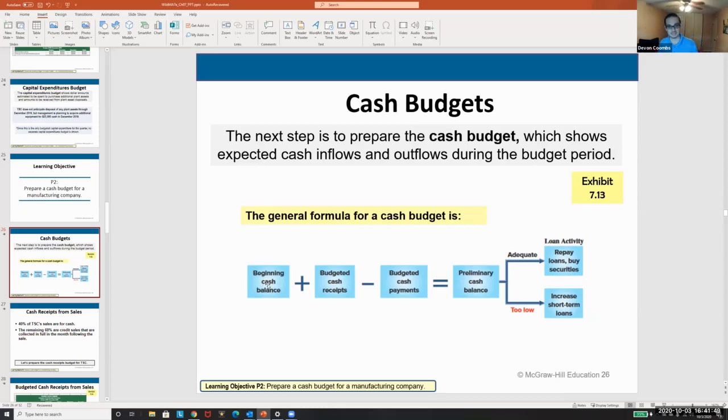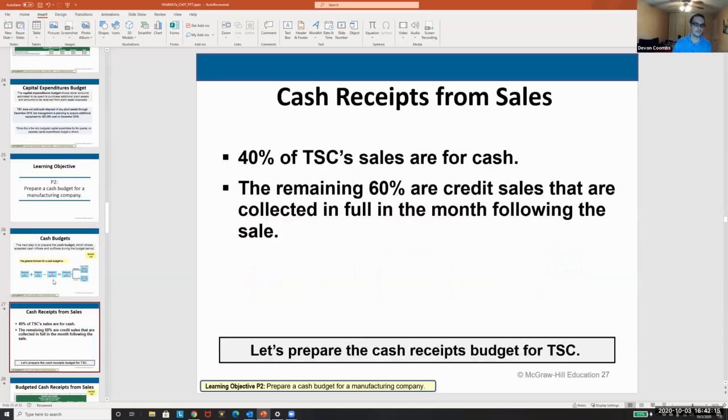It's beginning cash balance plus whatever we expect to receive, that's cash receipts, plus whatever we expect to spend equals our preliminary cash balance at the end. And then we'll see if it's adequate or inadequate. Adequate means that, hey, we have enough for our operations to repay our loans and continue to operate. If not, we may need to borrow, use our credit cards, or take on some additional loans.